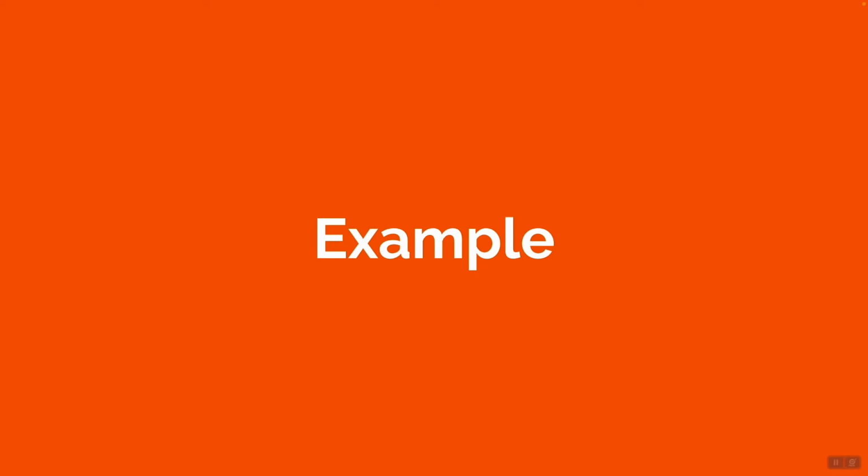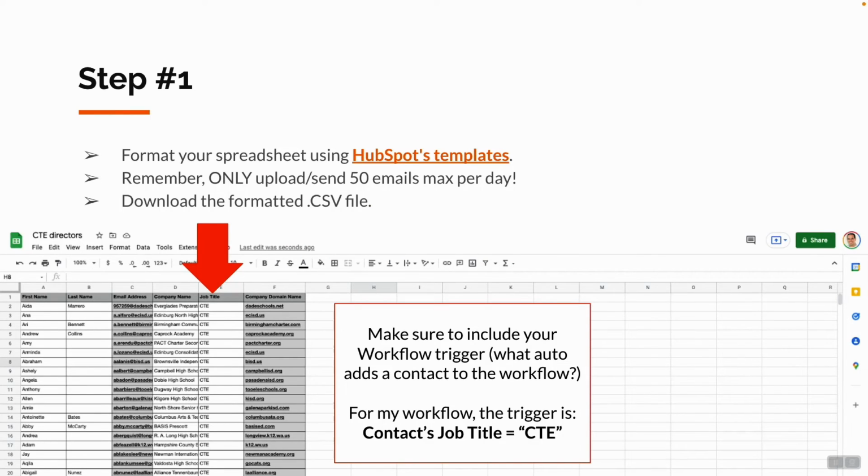Now let's walk through a HubSpot example from start to finish. So step number 1, format your spreadsheet using HubSpot's templates. Remember, only upload/send 50 emails max per day. So download that formatted .csv file from this link. As you can see, our common layout is first name column, last name column, email address column, company name column, job title column, and then company domain name column. So make sure to include your workflow trigger as a column.